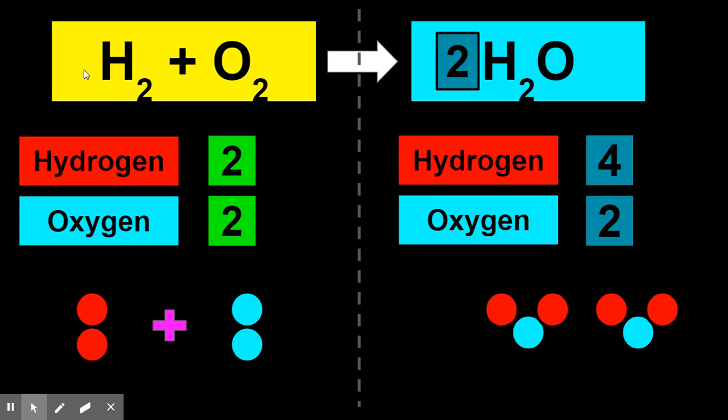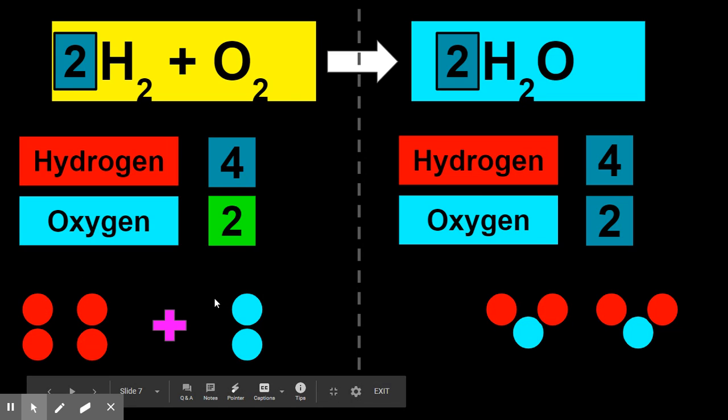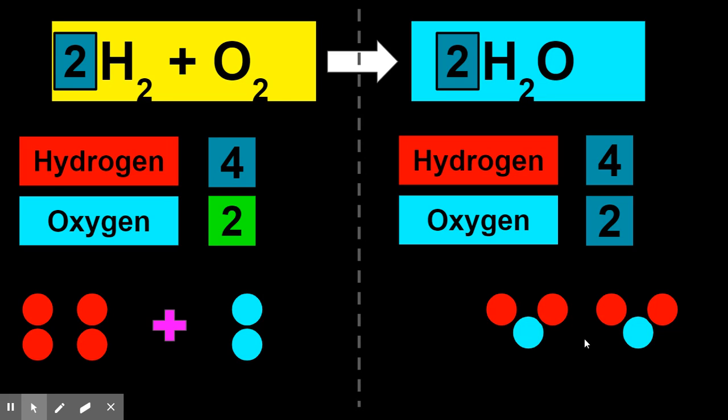So I can come over here and I can put a 2 in front of this hydrogen, which changed the numbers of hydrogen now to 4. So now my numbers add up or are equal to one another. 4 hydrogen on the left, 4 hydrogen on the right, 2 oxygen on the left, 2 oxygen on the right. And if you look here in the model, here are my 4 hydrogens, here are my 2 oxygens, and then over here, here are my 4 hydrogens, and here are my 2 oxygens. So now this formula follows the law. Okay.